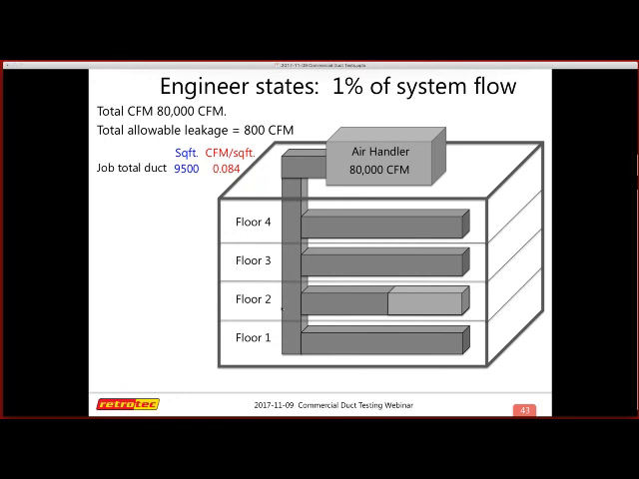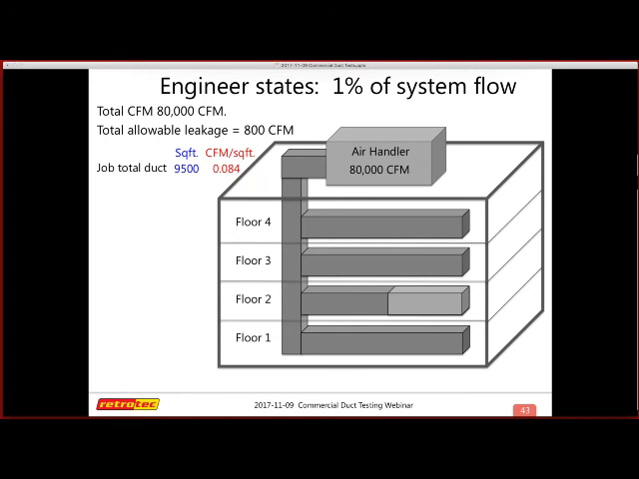That's correct. Great. The thing that's happening now in the industry more than anything is the engineer saying, you've got an 80,000 CFM air handler that's going to serve the whole building, and you can leak 1% of system flow. So system flow is 80,000 CFM. It's a rated CFM, you don't have to measure it.